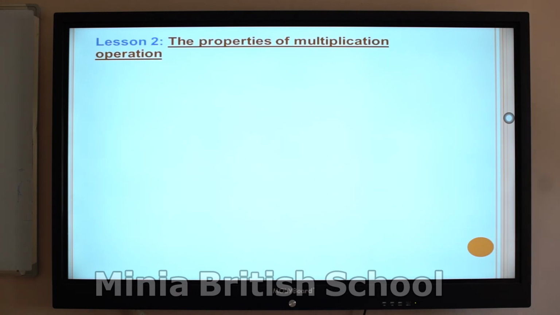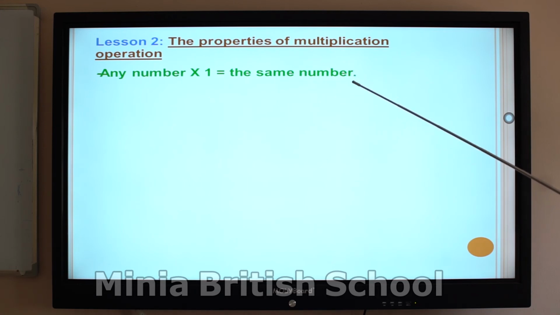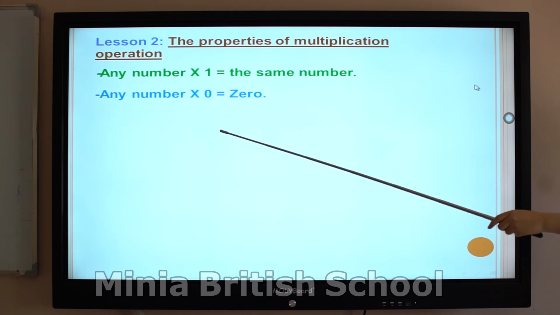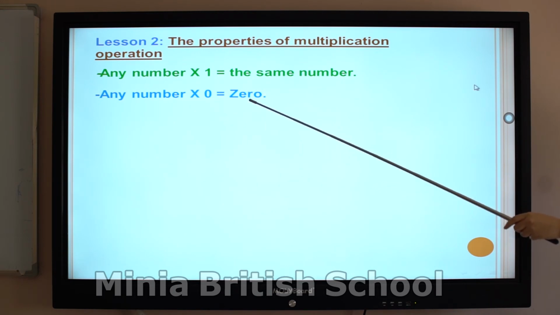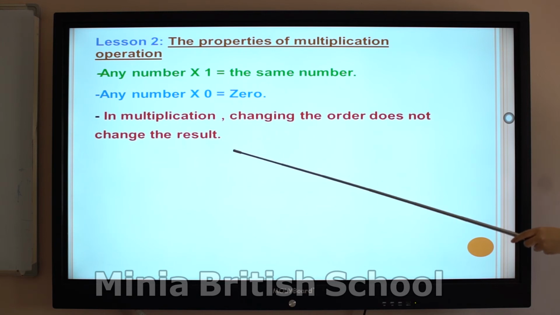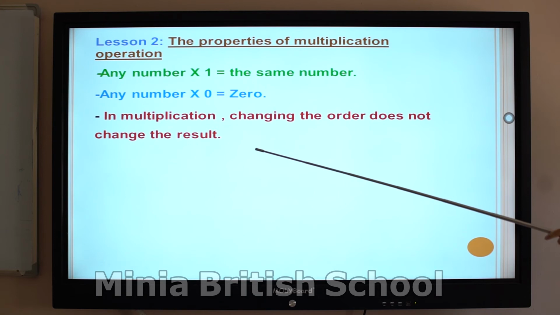Okay, lesson number 2, the properties of multiplication operation. Here I have 3 properties. Number 1, any number times 1 equals the same number. Number 2, any number times 0 equals 0. The last one, in multiplication, changing the order doesn't change the result.